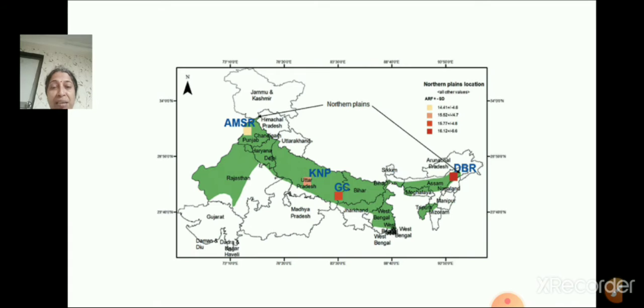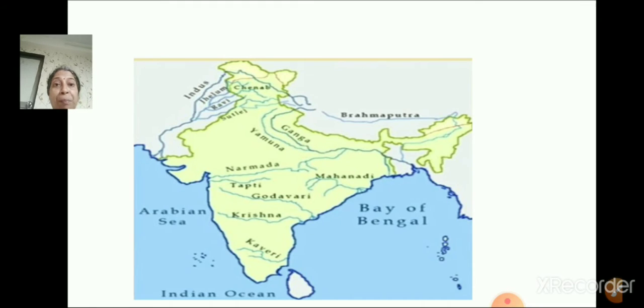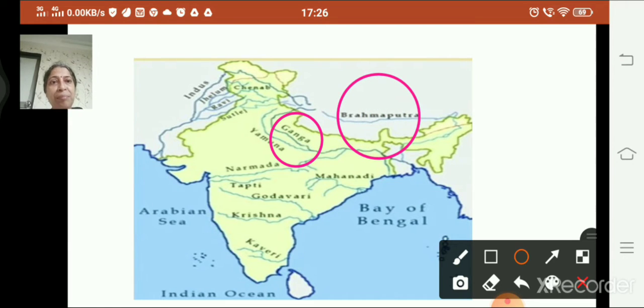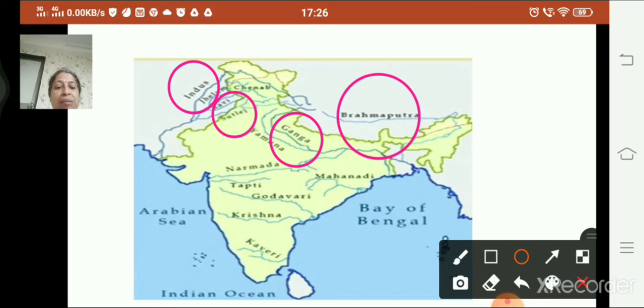You had learned that rivers originate where? In the Himalayas. So many rivers originate in the Himalayas. Many rivers that originate in the Himalayas, such as Ganga, Brahmaputra, Sutlej and Indus. They flow through the northern plains of India.